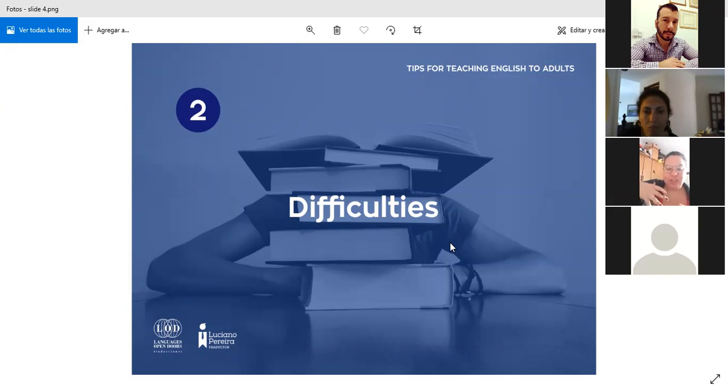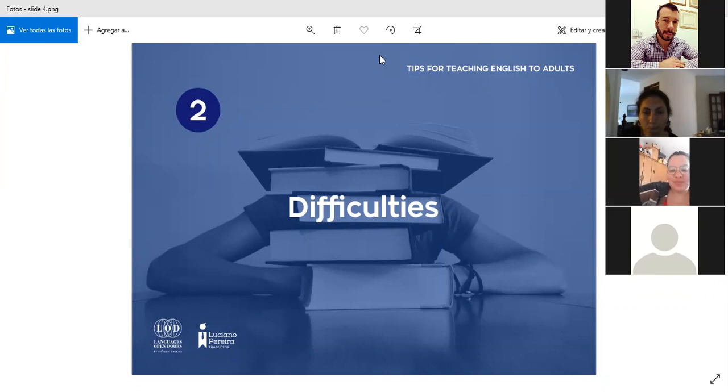Maybe it is difficult for the teacher to modify or adapt the activities to the way the adult learns. Very good. It is difficult for us to break that structure. Very good. Thank you.